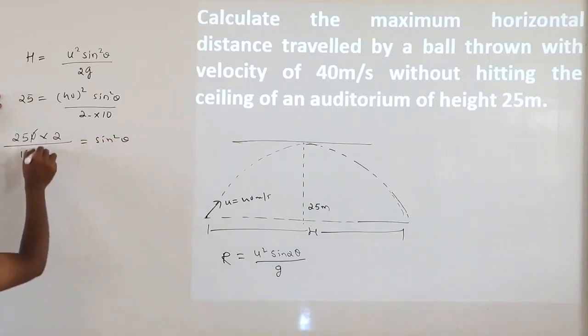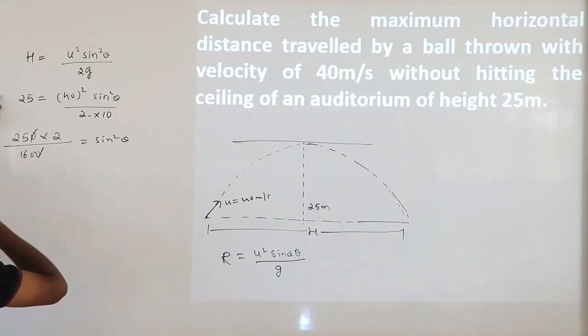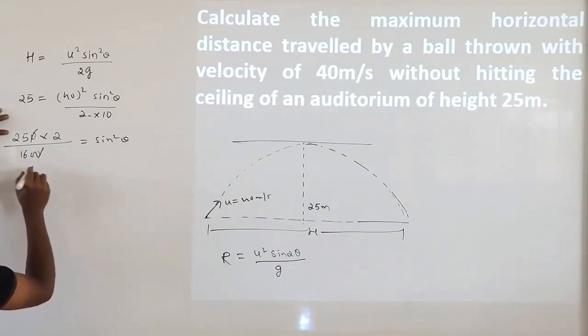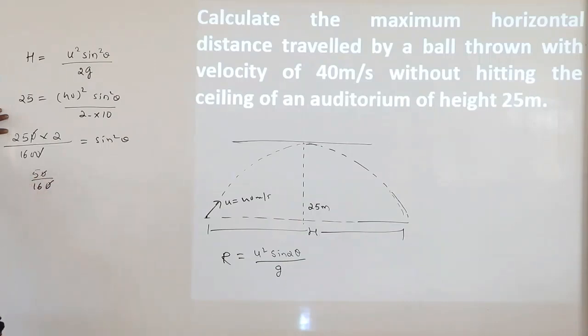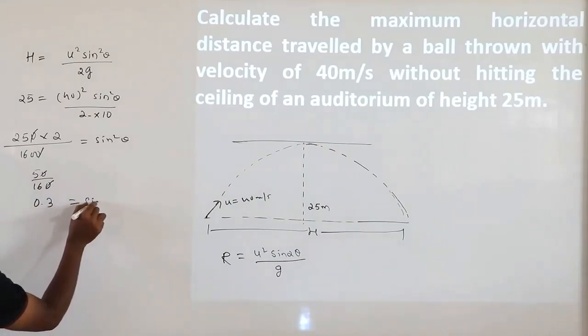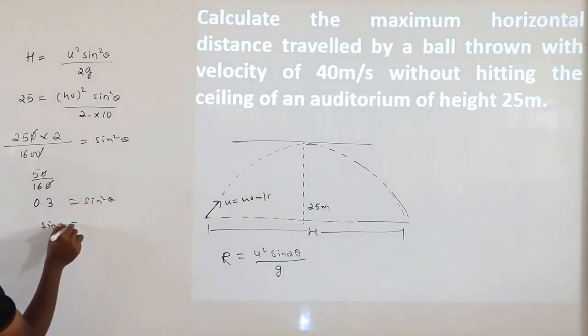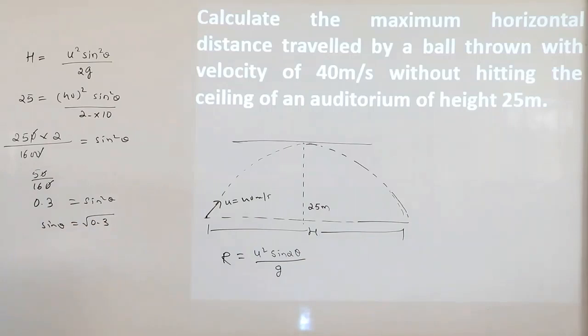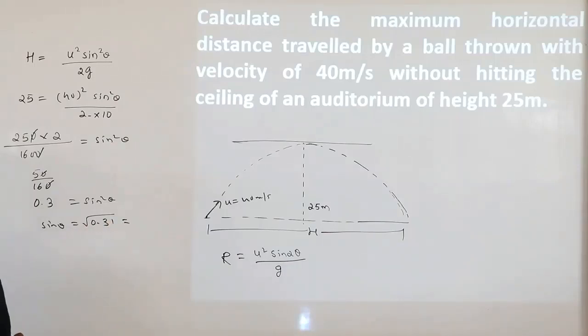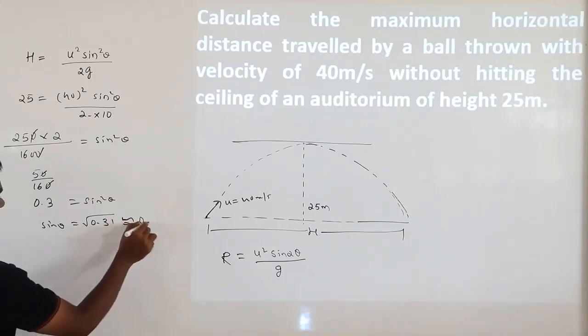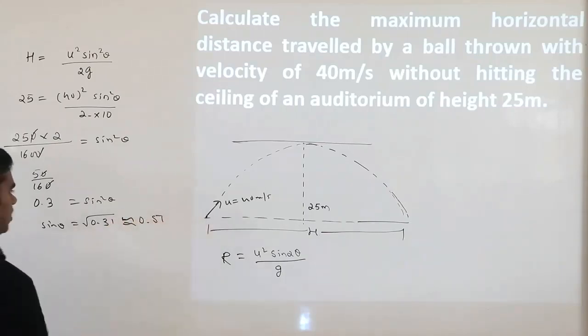So 100 will get cancelled, so this will become 25 or 50 divided by 160, so this one will get cancelled. So it will be approximately 0.3 equals sine square theta. So sine theta is square root of 0.3. You can calculate this from your calculator. So we will get approximately 0.5 or 0.52, whatever.